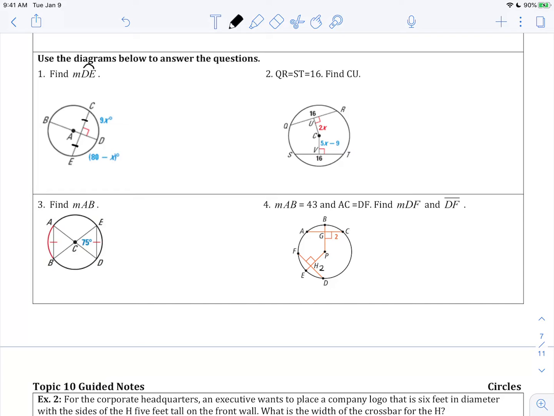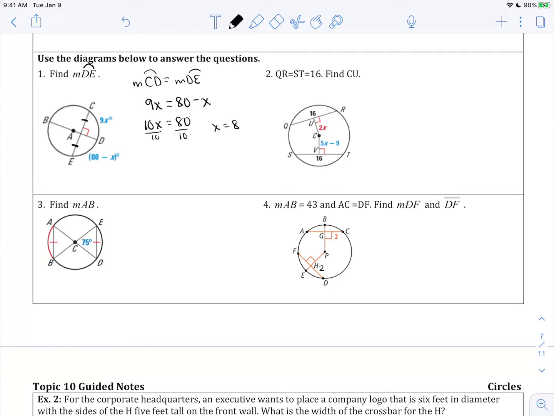Now, if it bisects it, it's creating two congruent segments, meaning that the measure of arc CD is going to be equal to the measure of arc DE. And if those arcs are congruent, we can now say that 9x equals 80 minus x, right? Now that we have that problem set up, it's pretty easy to solve. I'm going to add x to both sides, which gets me 10x equals 80. Divide by 10 to get x equals 8.